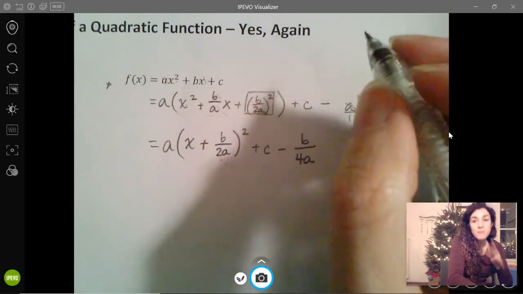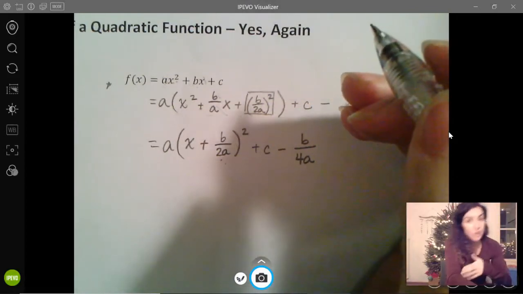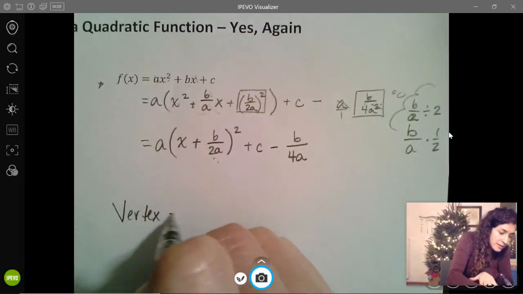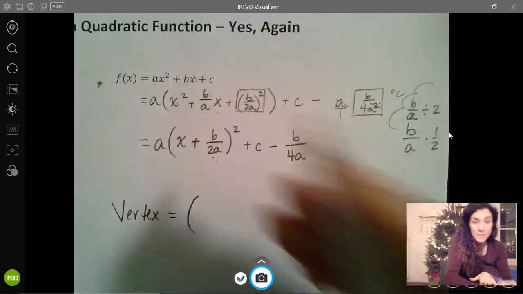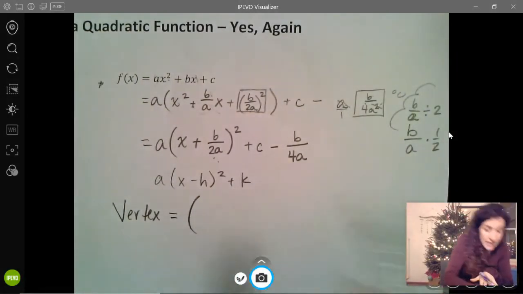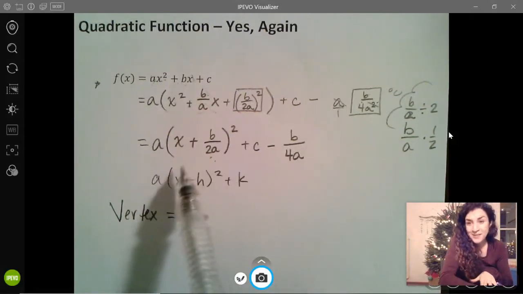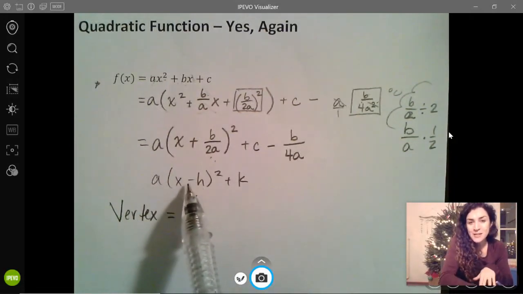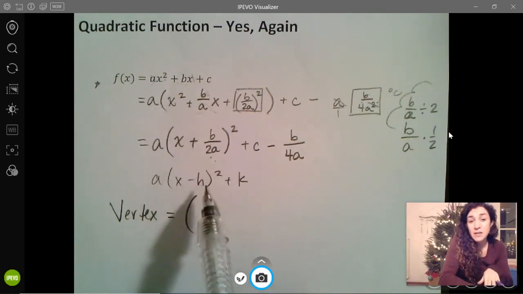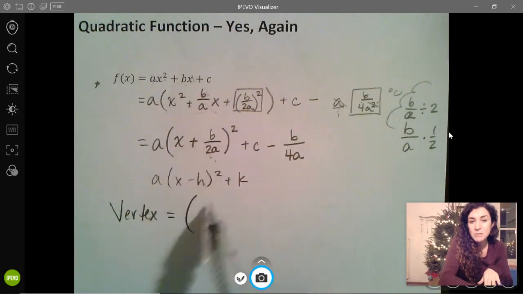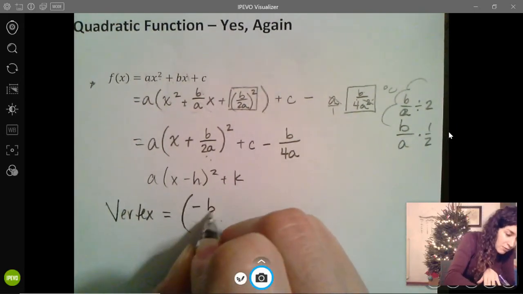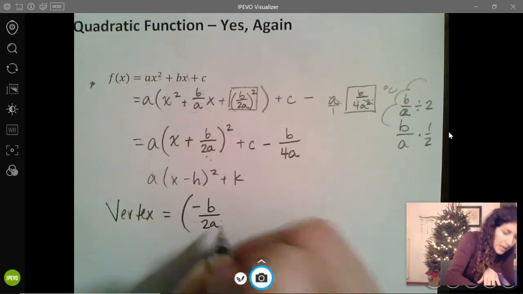What we want from the vertex formula is the vertex. So in order to find our vertex, remember that you have a(x minus h) squared plus k. So your horizontal value of your vertex is right here. It's written in the formula as negative h. So since it's positive here, that means that your h was negative, which means that your x value for your vertex would be negative b over 2a.